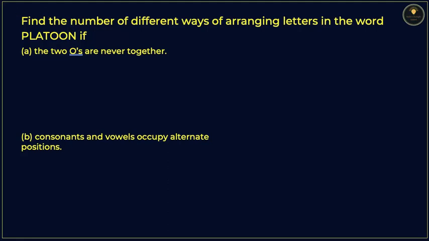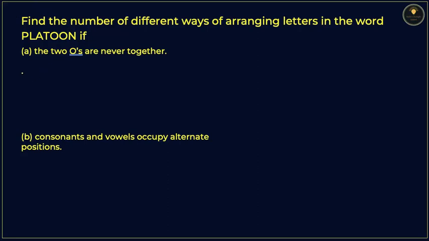In this problem, we have to find the number of different ways of arranging letters in the word platoon. The first condition given is that the two O's are never together. So let's take the case in which no condition is applied.